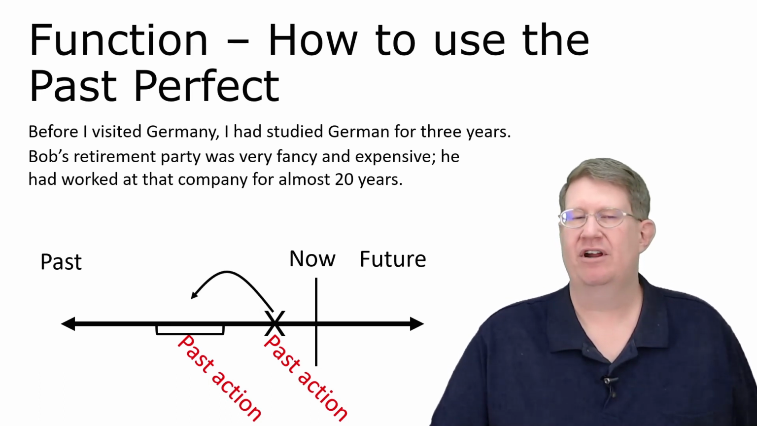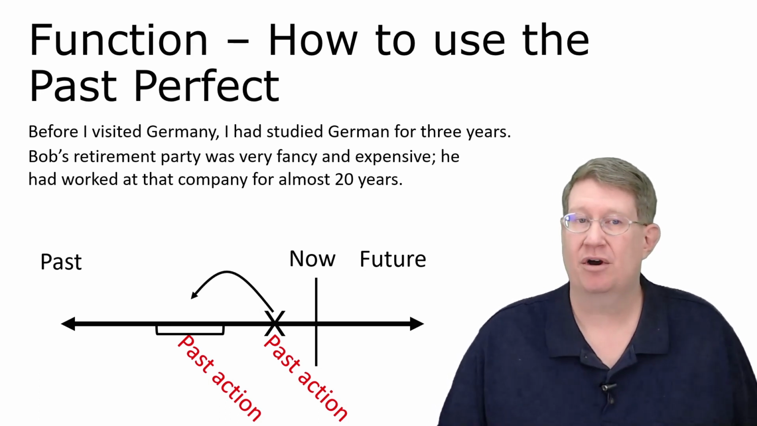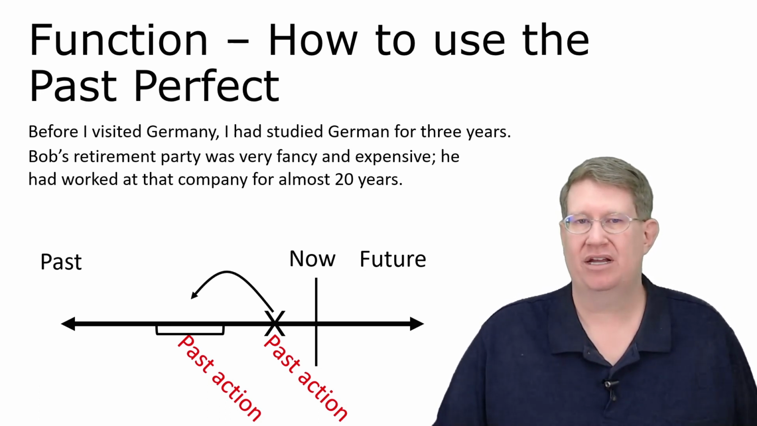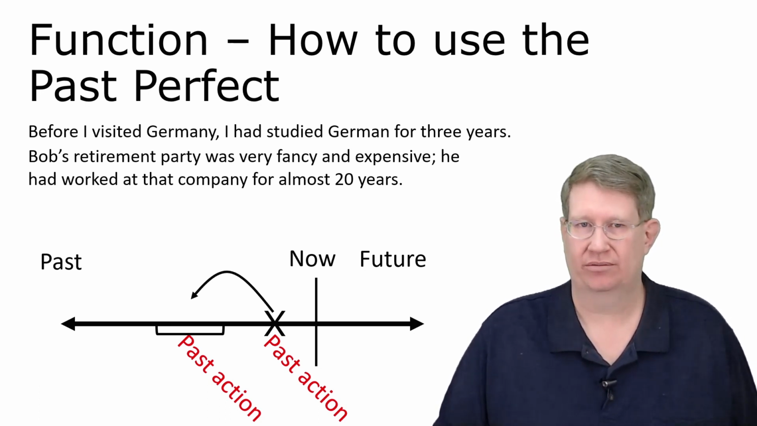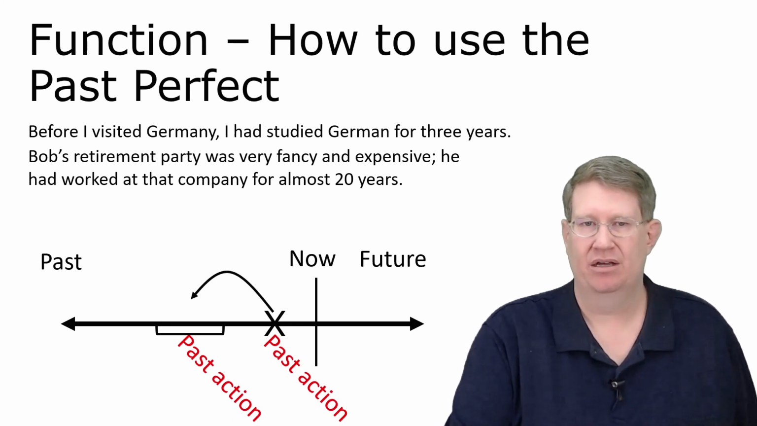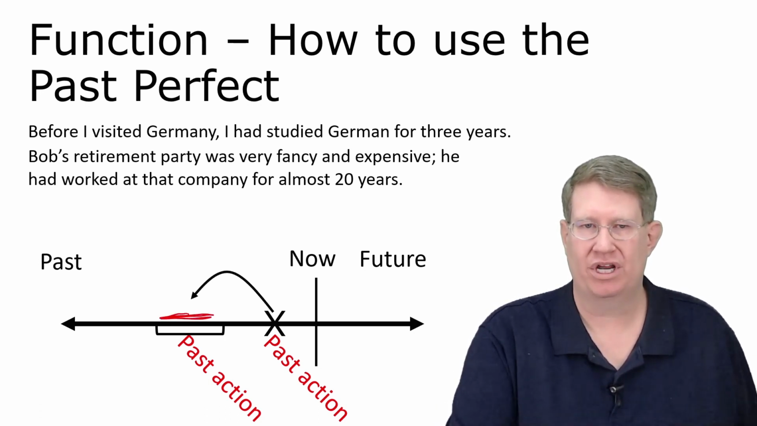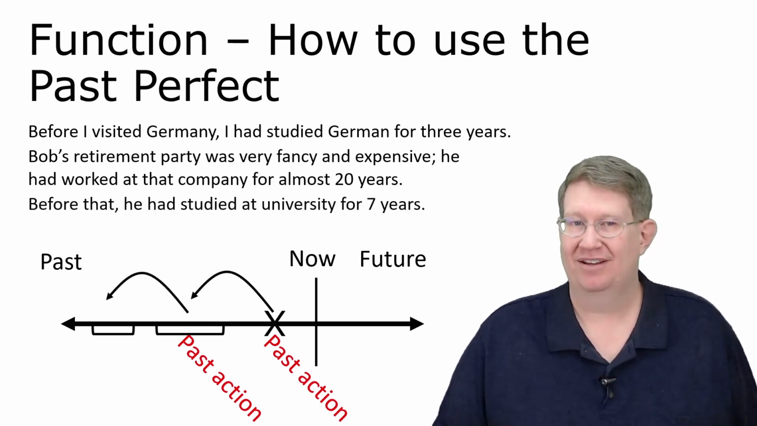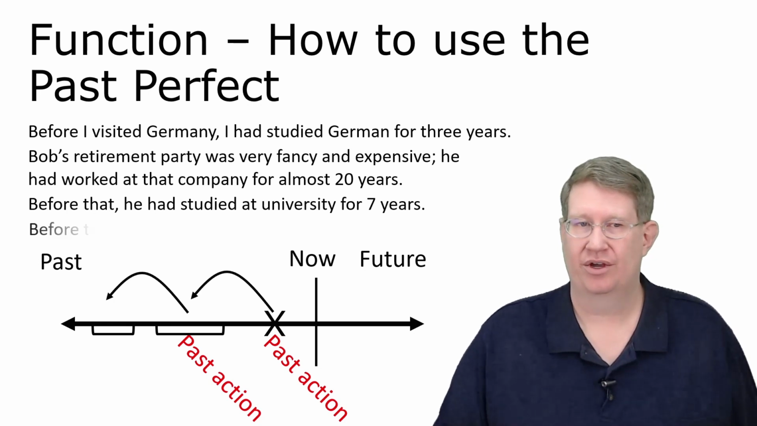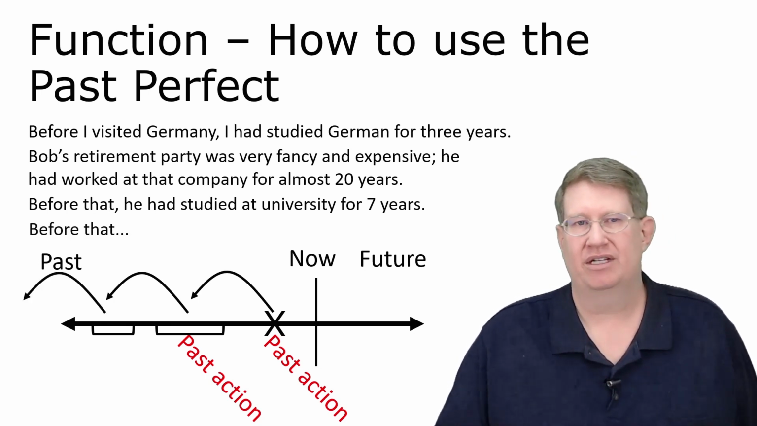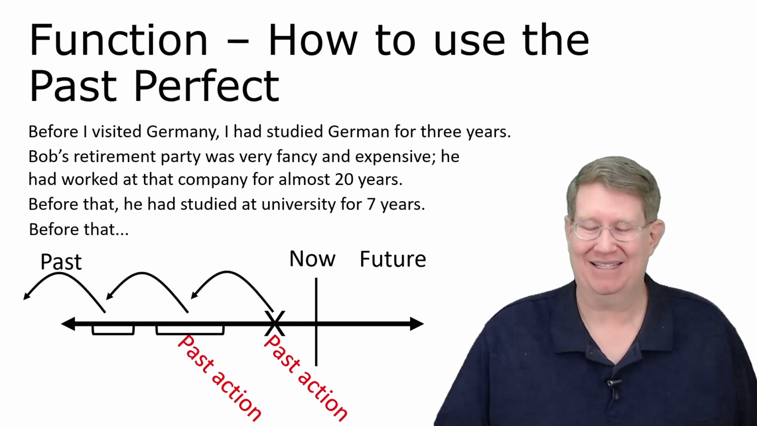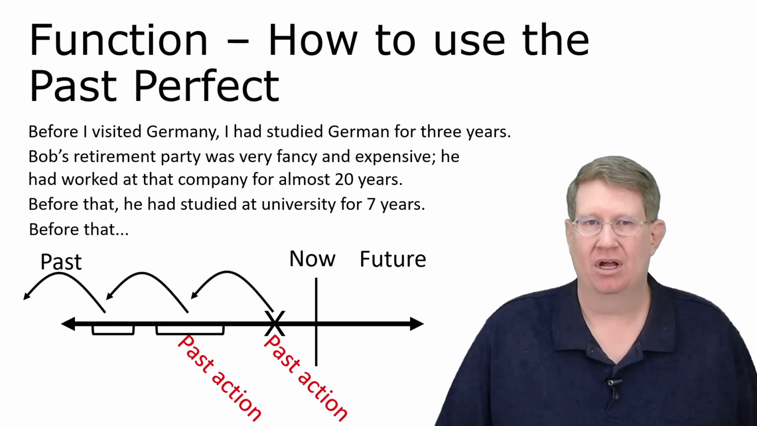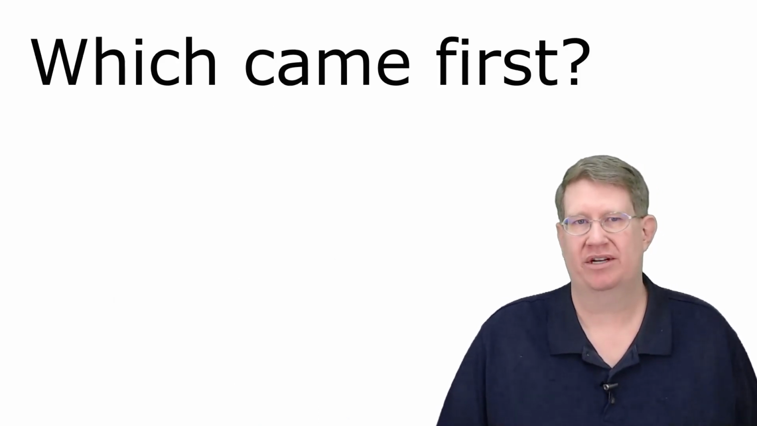Bob's retirement was very fancy and expensive. Obviously, the retirement party is over because we're using the past simple. He had worked at that company for almost 20 years. So again, this is a longer time as 20 years. It's not a short thing. Before that, he had studied at university for 7 years. Before that, so you can see here what the past perfect does is it allows us to tell the story backwards. Okay?